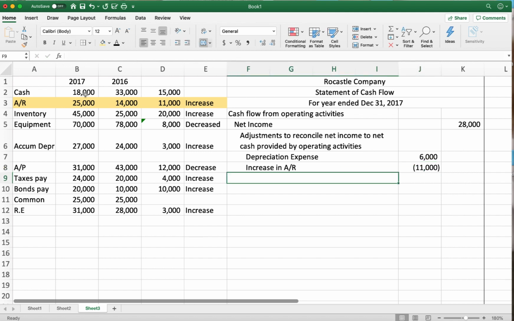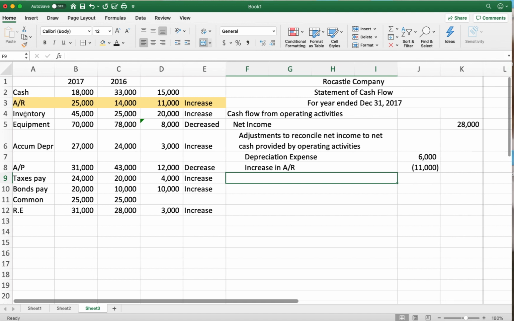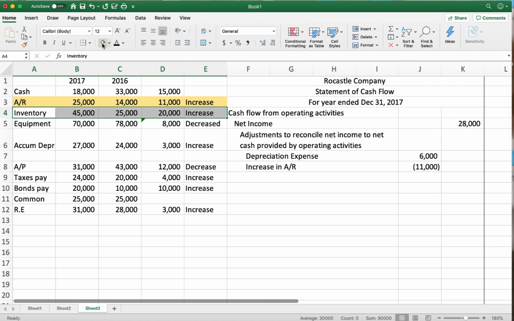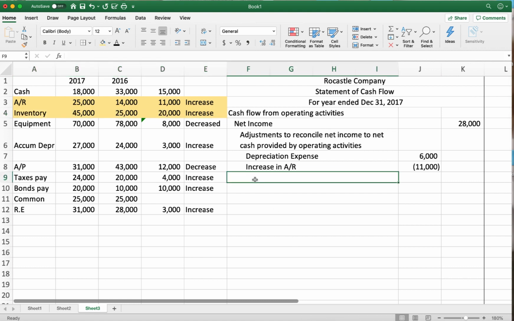Okay? So the next thing we have is inventory. Okay? So what happened to our inventory? Well, our inventory increased by $20,000. Increase in inventory was $20,000. So we know when a current asset increases, we need to subtract it.